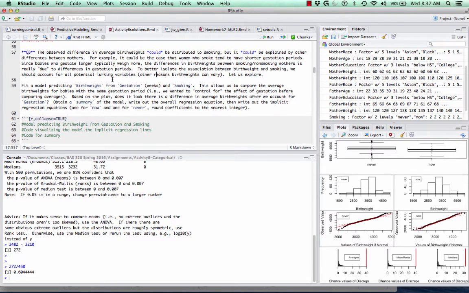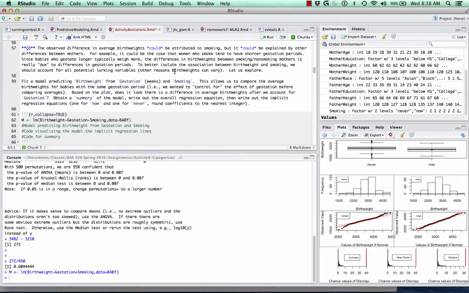So let's take one approach. Question 3 asks us to fit a model predicting birth weight from gestational period and smoking. Basically, let's compare babies with equal gestation periods and see if there is any leftover difference in the average birth weights between smoking and non-smoking mothers. All right, so let's go ahead and fit this model, predicting birth weight from gestation plus smoking. That's in the baby data frame here.